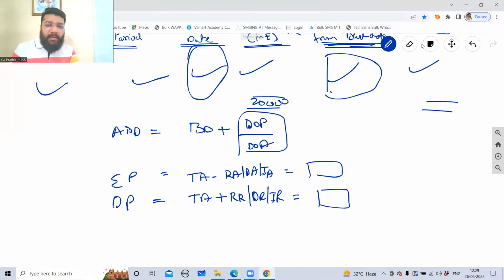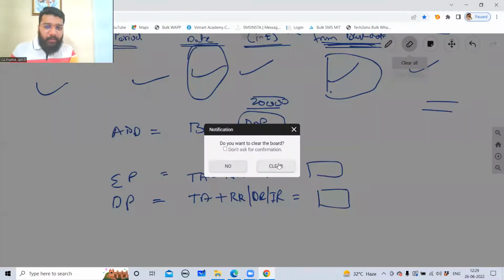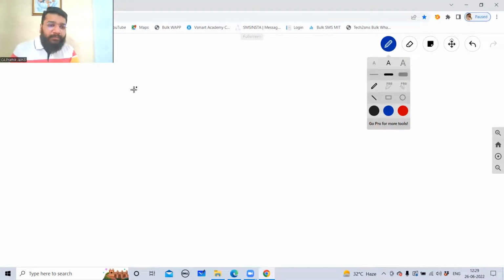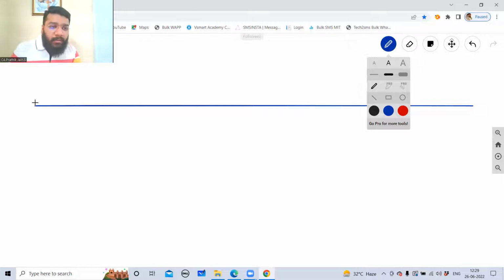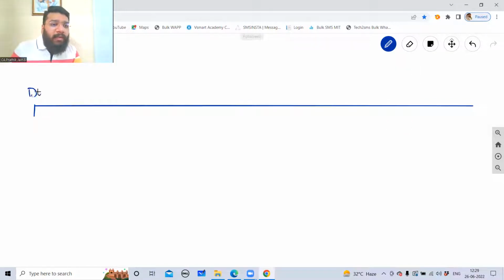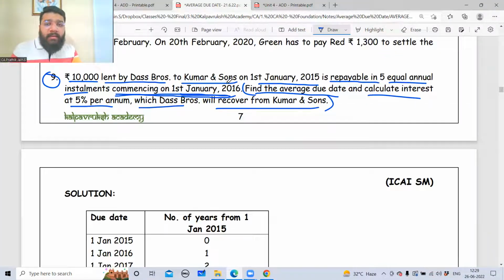Normally, if this question is given, guys, how do we solve this? How do we solve this question normally if it is given? This is the time period. And this is the date of lending, 1-1-2015. Okay. And repayment, this is 5 equal annual installments. It's not monthly installments, nor quarterly, nor half yearly. It is annual installments. Means what? You'll pay the amount once a year.